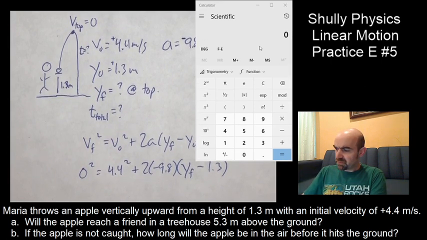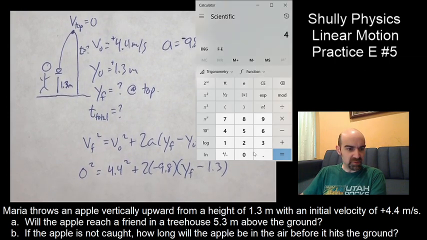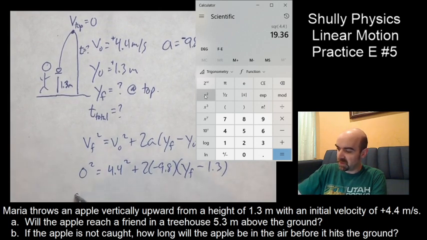So first we're going to have the 4.4. I'm going to figure that out. 4.4 squared. It's 19.36. So 0 squared is 0 equals 19.36. And 2 times negative 9.8 is negative 19.6. We have a y final minus 1.3.